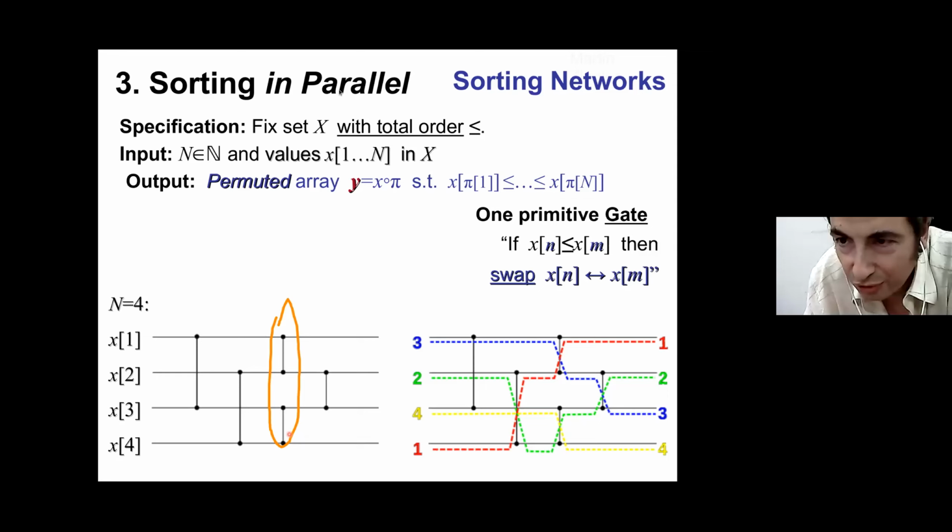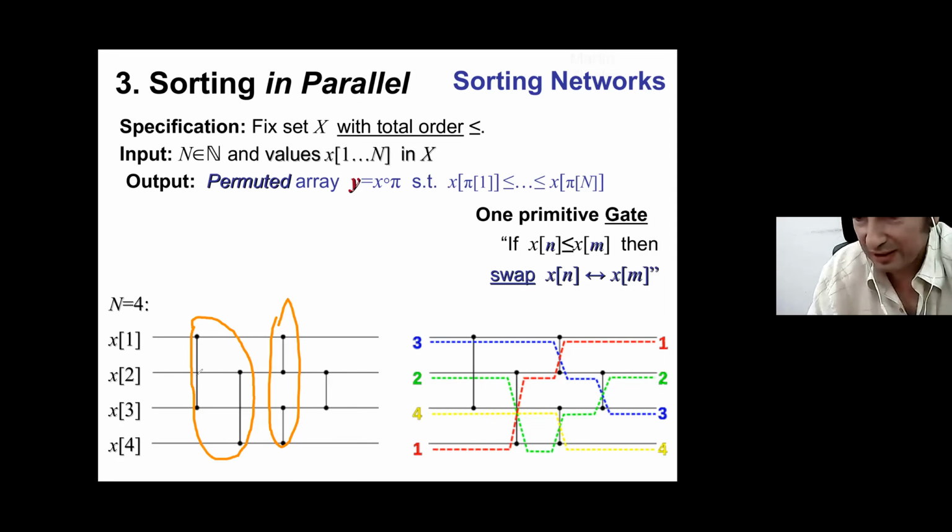And similarly, although you cannot draw this one below the other, these two can also be done simultaneously. They do not compare neighbored elements, but still the two pairs are disjoint. So I can compare 1 with 3 and 2 with 4 independently at the same time, and swap them if necessary.